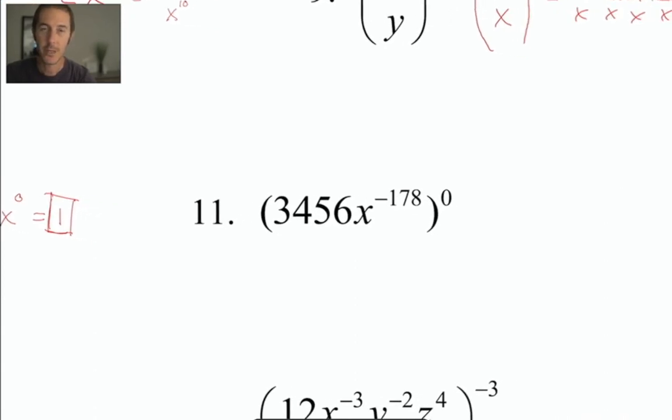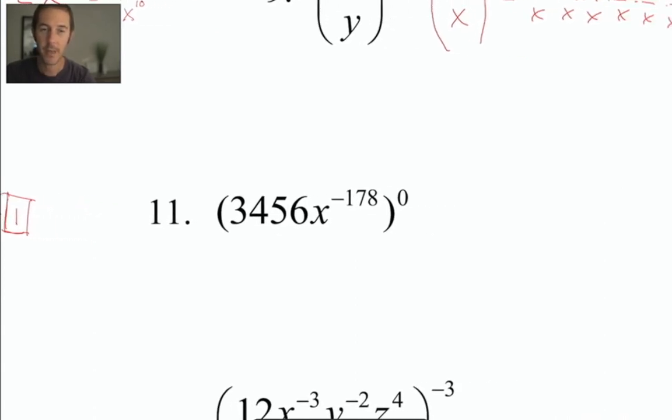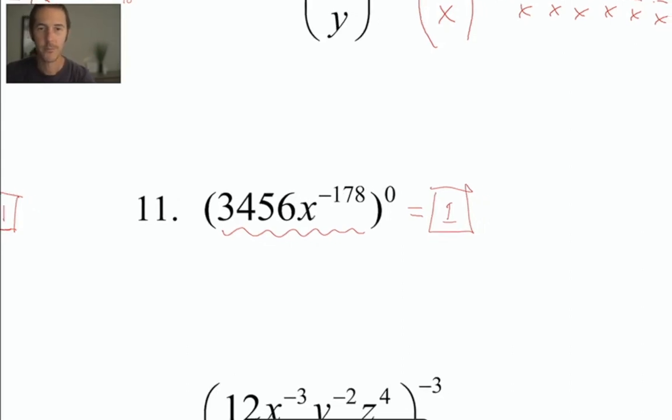You should know what the answer to number 11 is now. Even though it's a very unusual looking, kind of scary large number with a weird big exponent, I'm still taking all of that stuff wrapped up in parentheses and raising it to the power of 0. And we just finished saying anything other than 0 raised to the power of 0 is equal to 1. I like those. Those are easy.